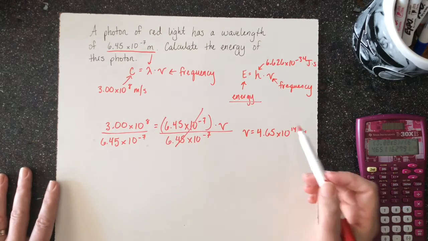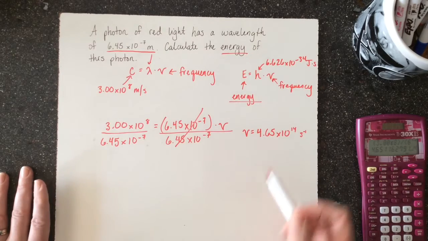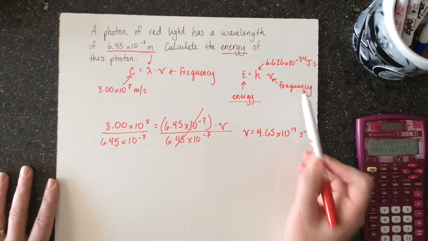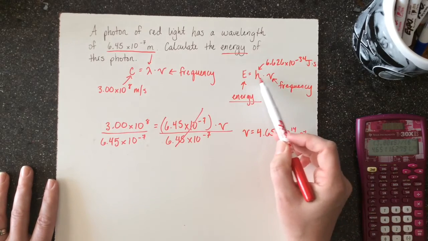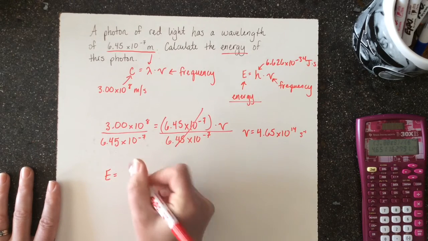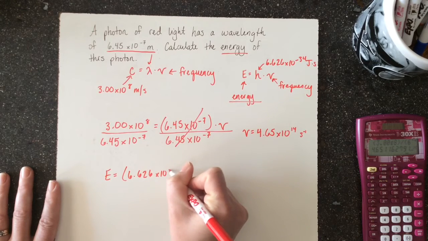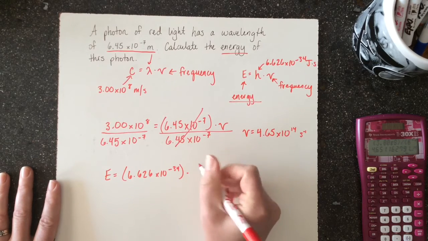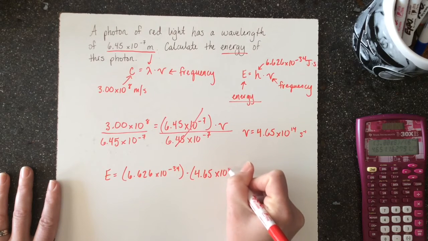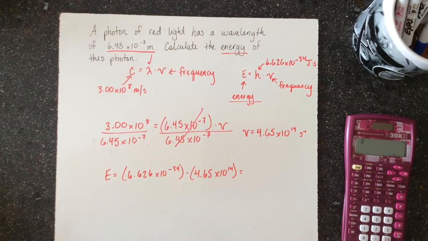Well, we're not done, because the question is to calculate the energy, so we still need to use this formula. Now we have our Planck's constant, which we were going to use anyway, and we know what our frequency is, so all we need to do is multiply those two values together to get our energy. So our energy is equal to Planck's constant, 6.626 times 10 to the negative 34th, times the frequency we just found, 4.65 times 10 to the 14th. When we multiply those two values together, that's going to get us our energy.